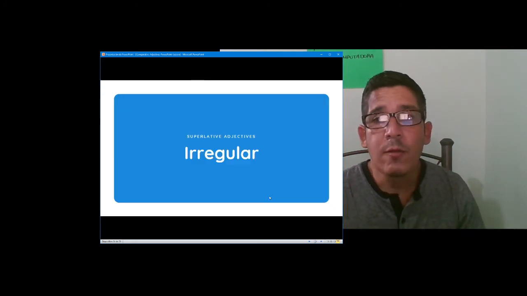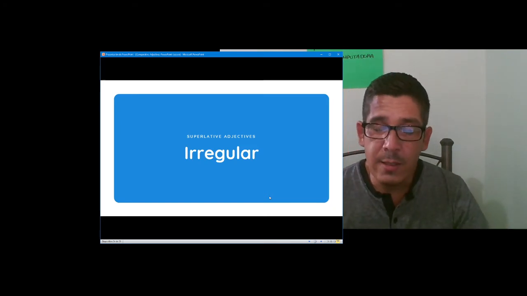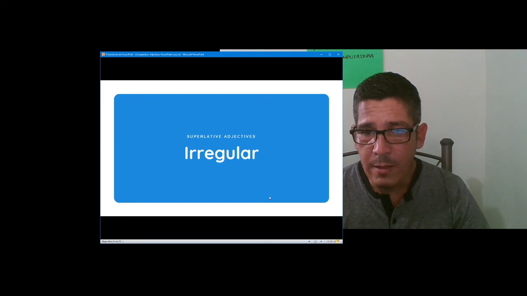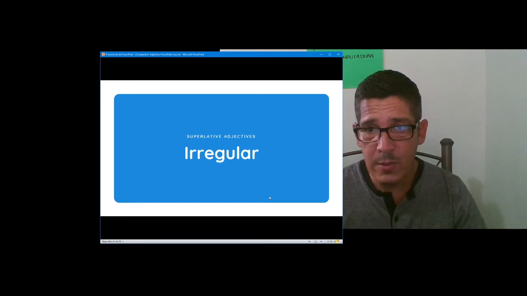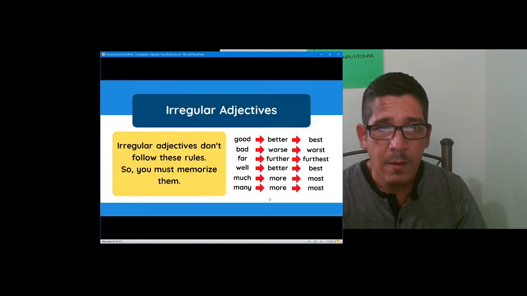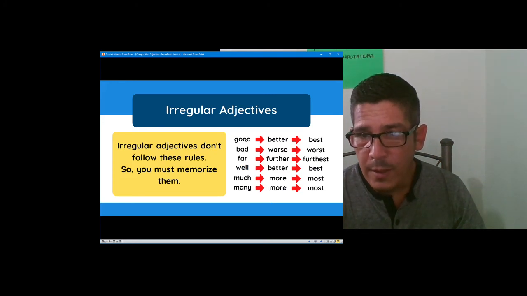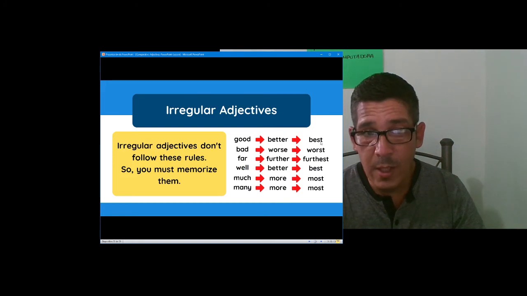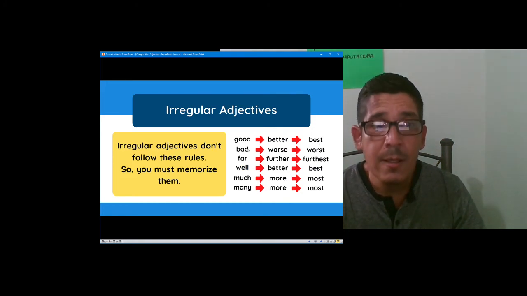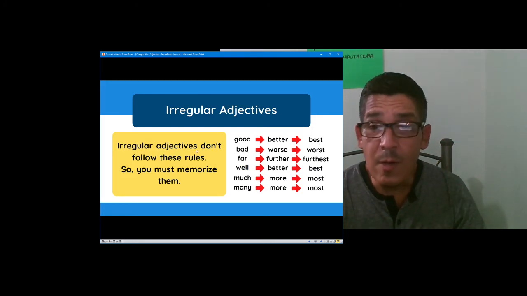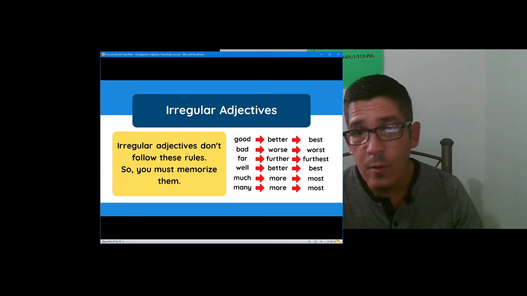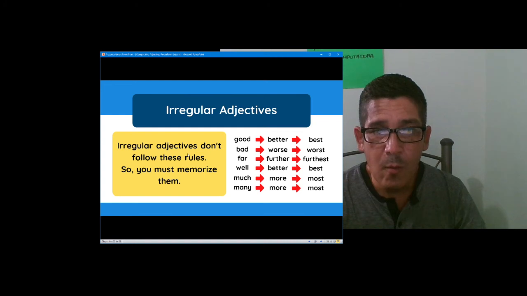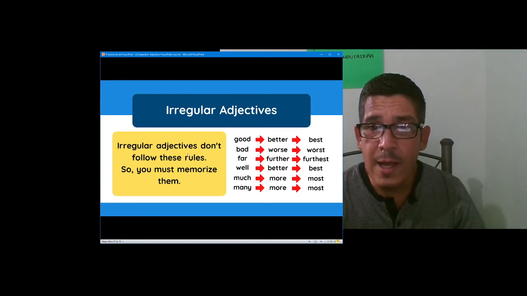As well as we have irregular adjectives in the comparatives, we are going to have irregular adjectives in the superlatives. Remember, good in the comparative is better, but in the superlative is best. Remember that the irregular adjectives do not follow the rules that we were working with, so you must memorize them.